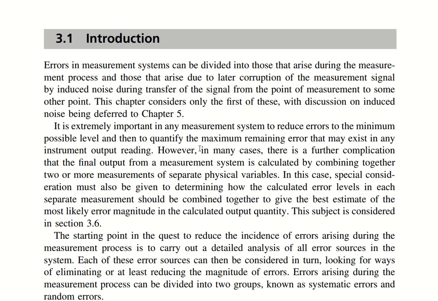So what basically is error? Error is the difference between two values. Now what values? The actual value of the measurement, or the true value of the measurement, and the measured value. So the subtraction or difference between these two gives you the value of error.